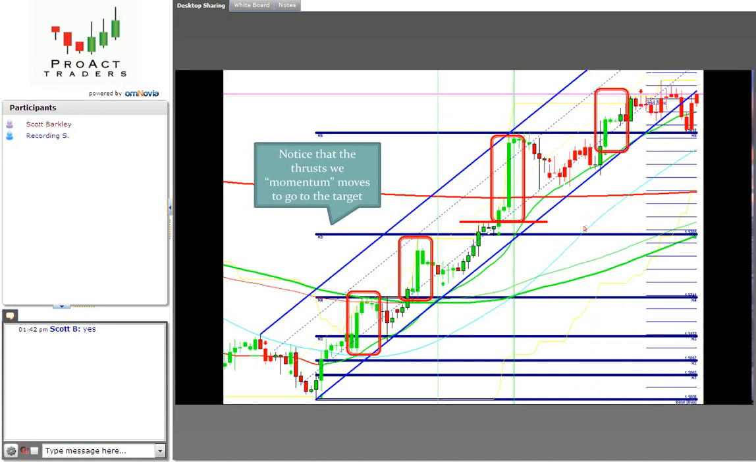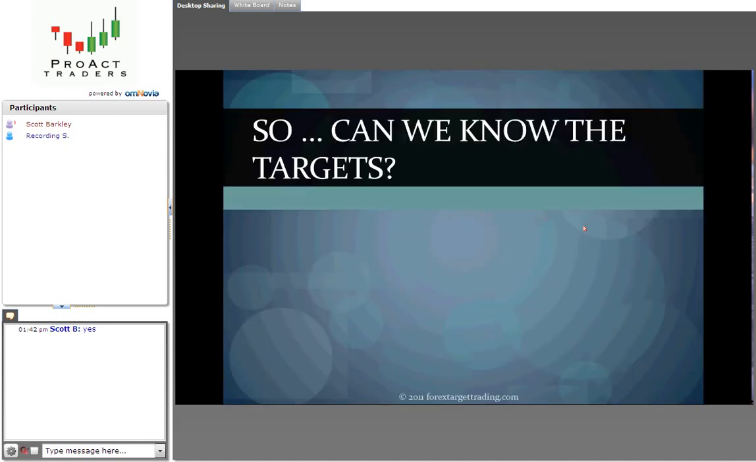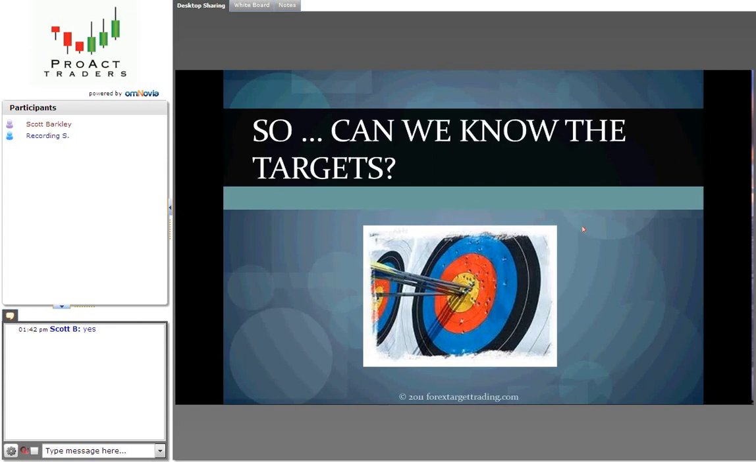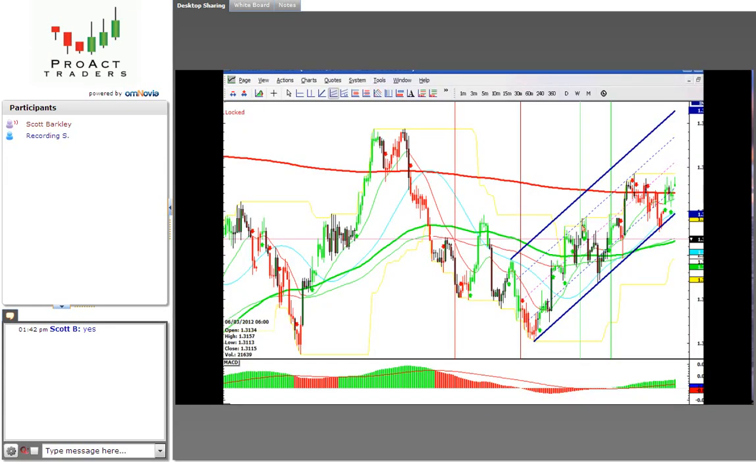So here's another little one right here, up to the day chart top. Bam. So the question then becomes, can we know the targets? All right. So let's take a little schematic. Let me get through this, and we're actually going to go do it live in the charts. All right. So let's go back where this trend started and see how we find the targets.